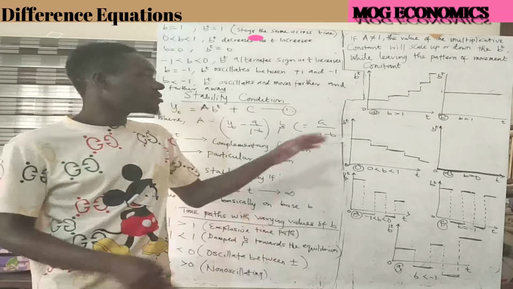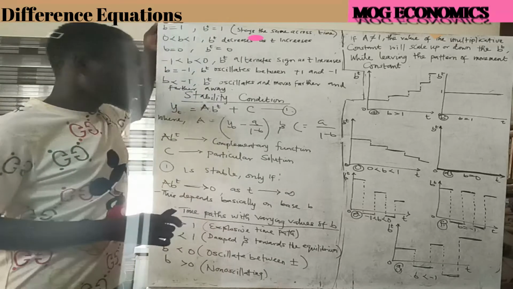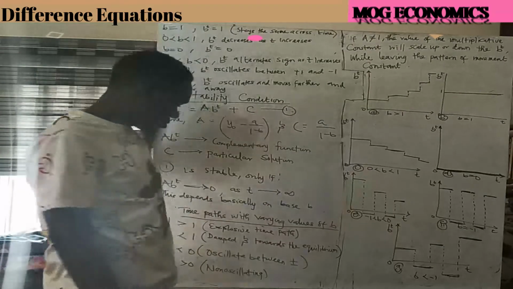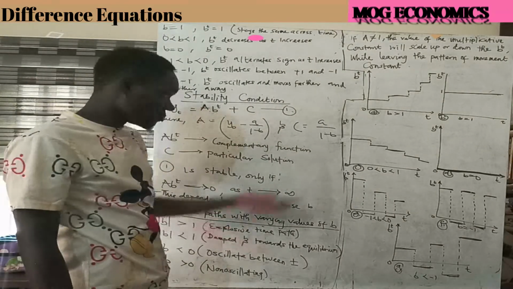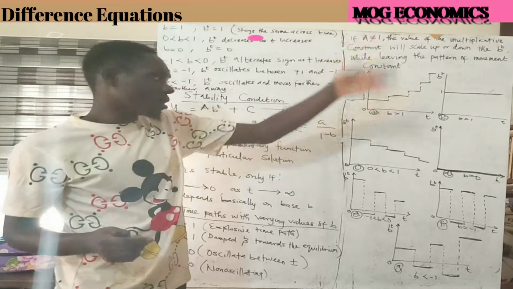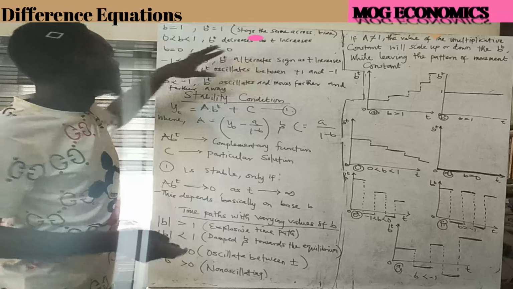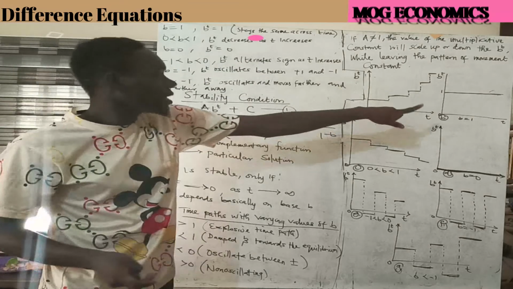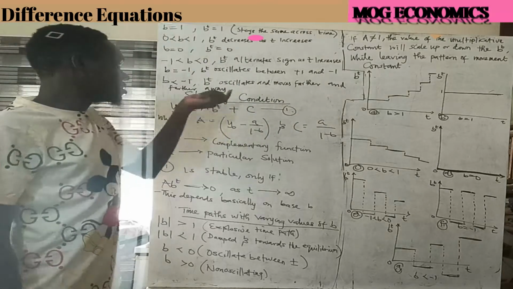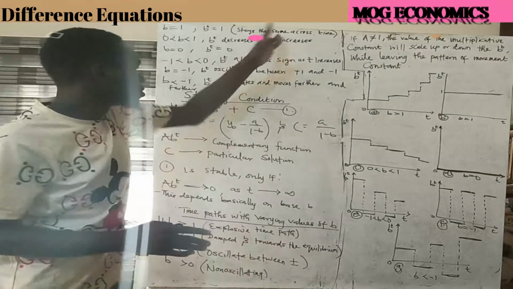Just as a way of summarizing what we have explained so far, here is a summary. For b greater than 1, it is already explained here. We have explained the graph being explosive. It keeps moving further and further away from the point of equilibrium. Now for the second case, which is b equals 1, b to the power of t is 1, so it stays the same as we move across time. That's just what this says.